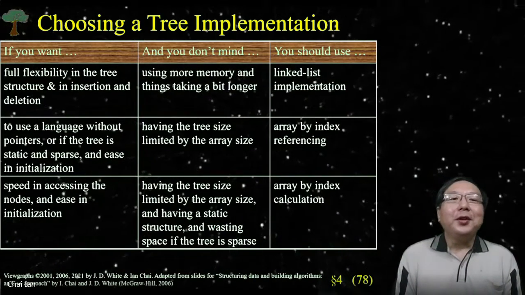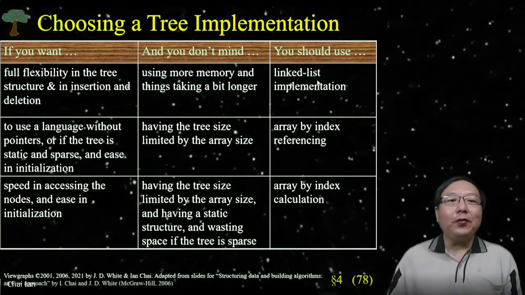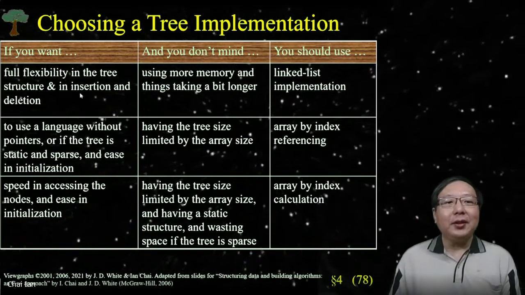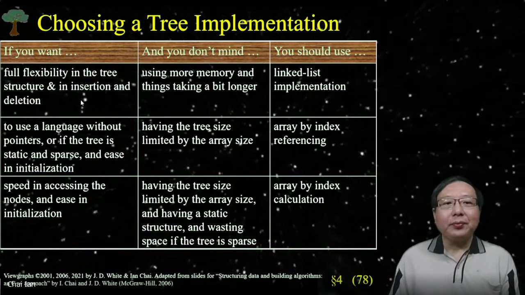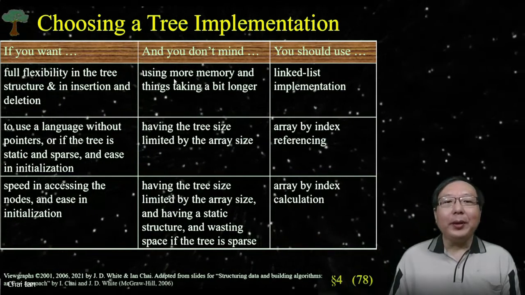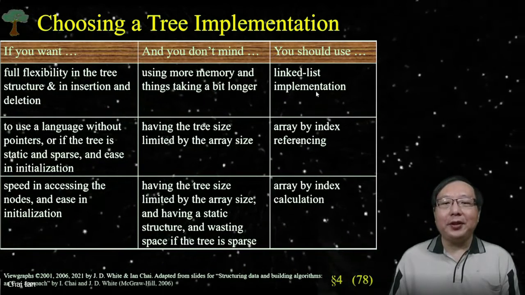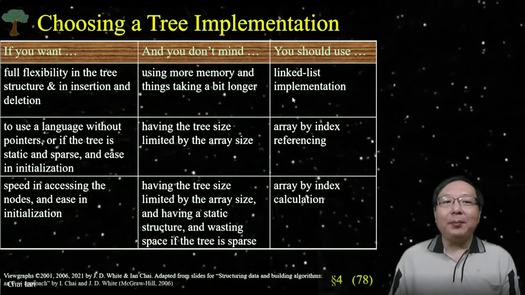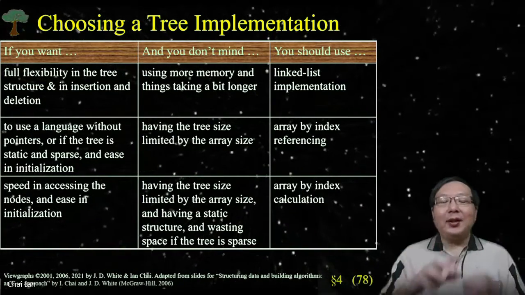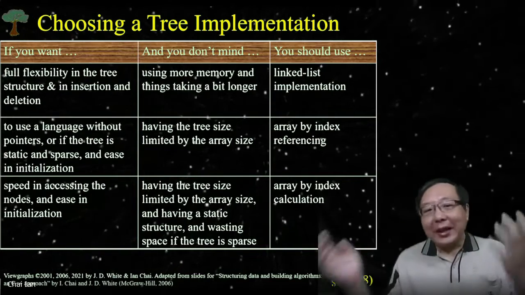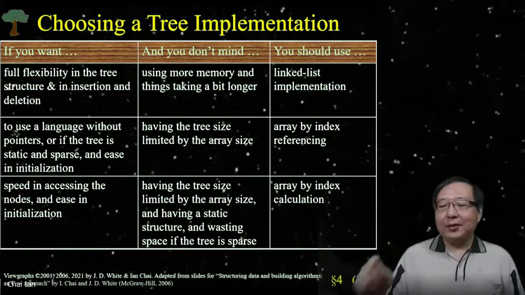So anyway, choosing a tree implementation. If you want full flexibility in the tree structure, in insertion and deletion, and you don't mind using more memory and things taking a bit longer, then you should use the linked list implementation, because the linked list implementation lets you add and remove nodes easily. Because it's a linked list, you can put things anywhere, you can find things, but of course you have to follow the links, so it's a bit slower.